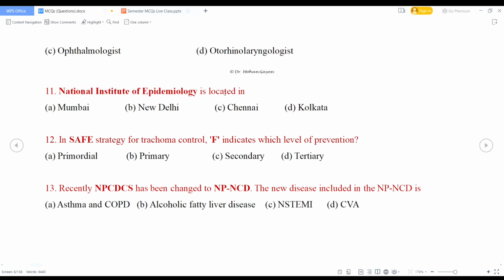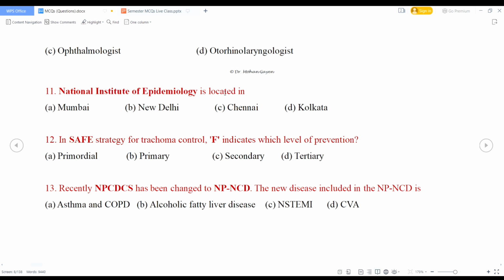Come to the next question. So answer of the previous question, which one is? F for facial hygiene, that is primary prevention. So option B is the correct answer. Question number 13.